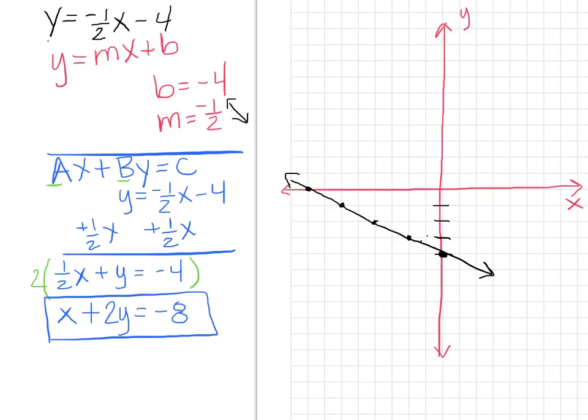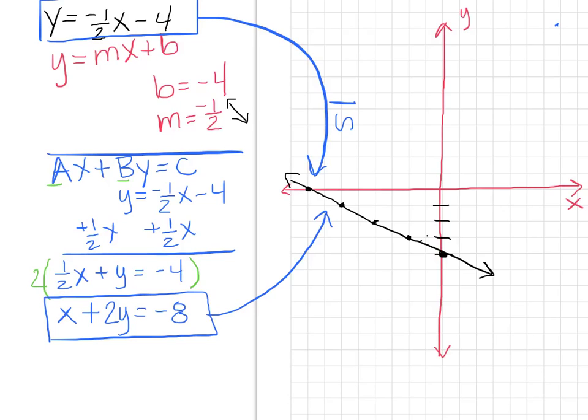So this equation up here is this line. And this equation here is this line. But the first equation is in our slope-intercept form, and the equation that we just did is in what we call standard form. Okay? But they represent the same exact line. So we actually have 2 different forms right now that we can use to represent a line.